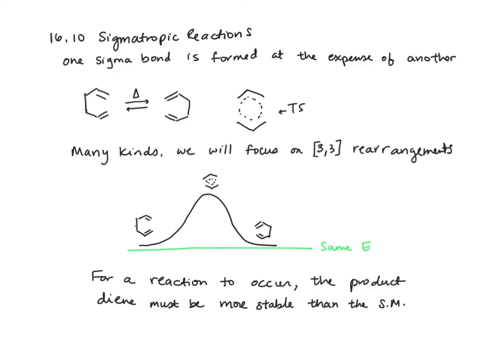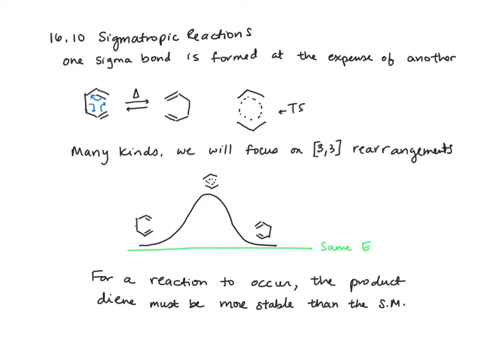Hello, this lecture is going to focus on sigmatropic rearrangements as well as the chemistry of fission and conjugation. First, we'll talk about sigmatropic rearrangements. This is one in which a sigma bond is formed at the expense of another sigma bond, and this happens by electrons moving around in a ring.